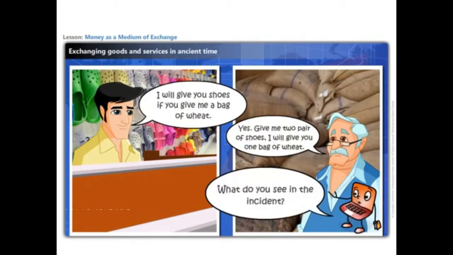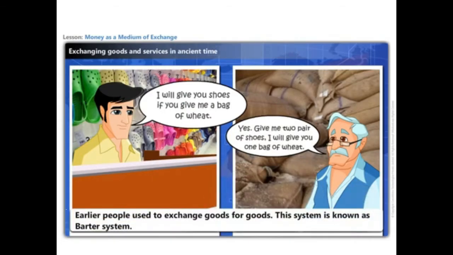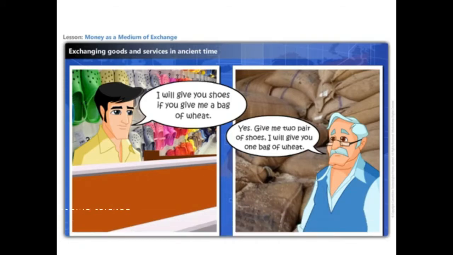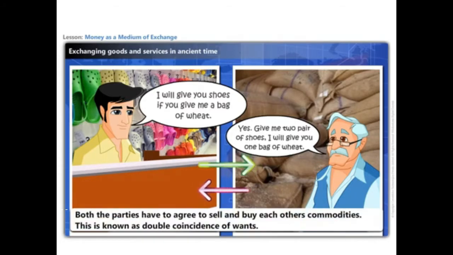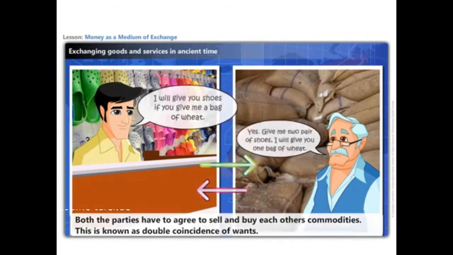What do you see in the incident? Earlier, people used to exchange goods for goods. This system is known as barter system. In this system, the person selling wheat not only wants to sell wheat, but also wants to buy some pair of shoes in exchange and vice versa. Both the parties have to agree to sell and buy each other's commodities. This is known as double coincidence of wants.